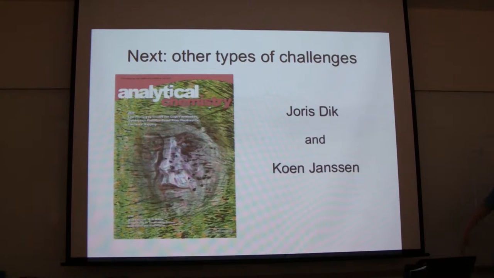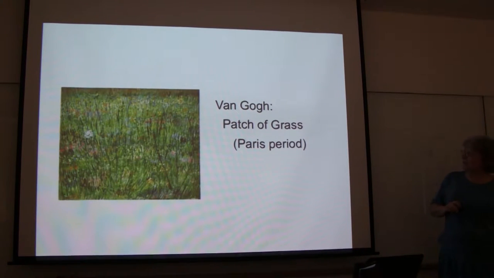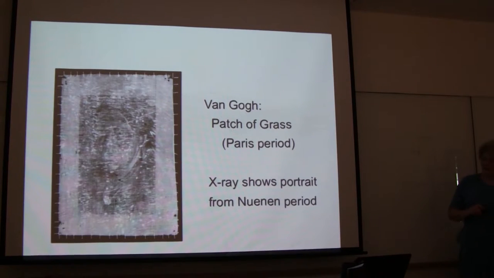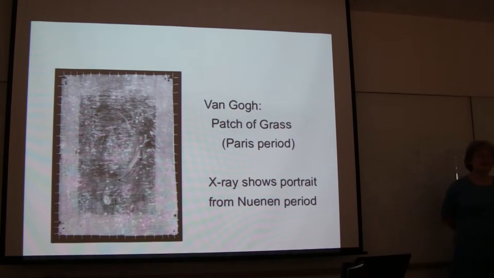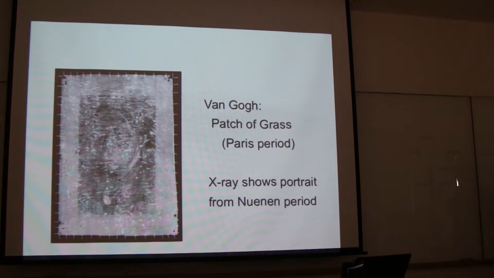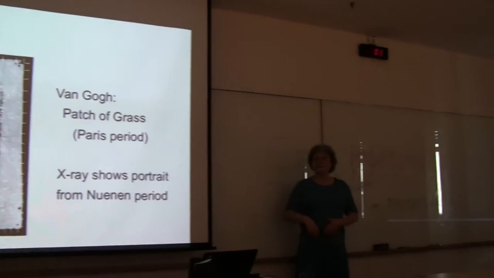And so Joris Dik and Koen Janssen had investigated this small painting by Van Gogh from his Paris period. It's a study of blooming grass. And it was known that if you turned this on its side and looked at it in x-rays, you could see that there was another painting underneath. Now that's not so striking. In Van Gogh's oeuvre, about 30% of the canvases have another work underneath, because many of these smaller paintings are studies, things in which he tried out stuff. And canvas was expensive. If he felt he had learned from this study what he wanted to learn from it, then a way of saving money was to cover it with a new layer of primer and paint something else on top.